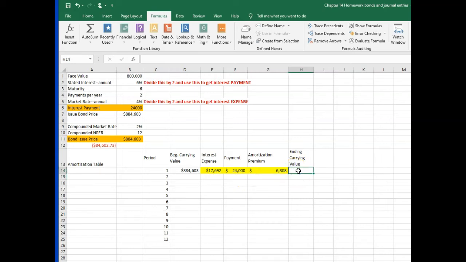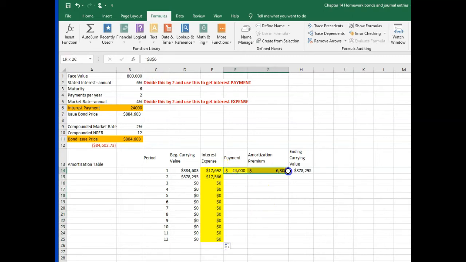Now my ending carrying value is going to be my beginning, and I'm going to subtract my amortization. All right, and now I'm going to do an equals, and my ending becomes my beginning. And I'm going to drag this with that little handle in the bottom right corner, and those will fill in. This interest expense, I'm going to drag that one.